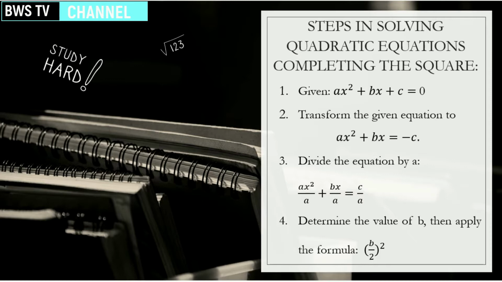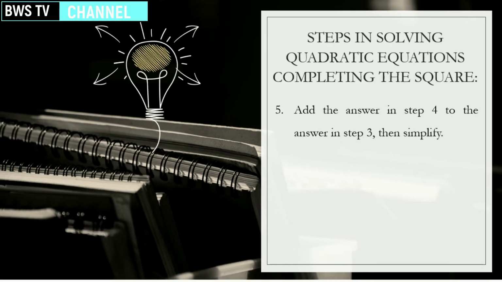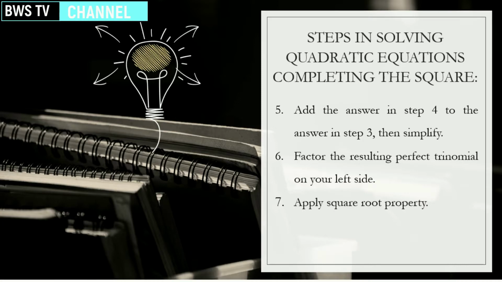Fourth, determine the value of b, then apply the formula (b over 2) squared. Next, add the answer in step 4 to the answer in step 3, then simplify. Factor the resulting perfect trinomial on your left side. Apply the square root property. Solve for x, then check.